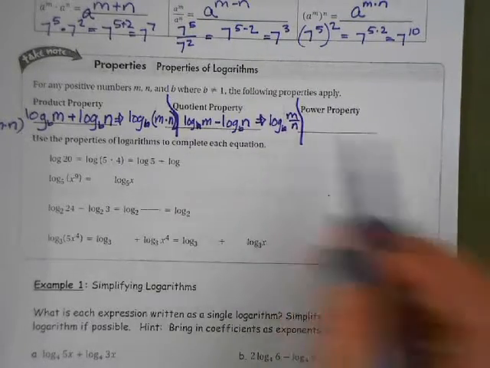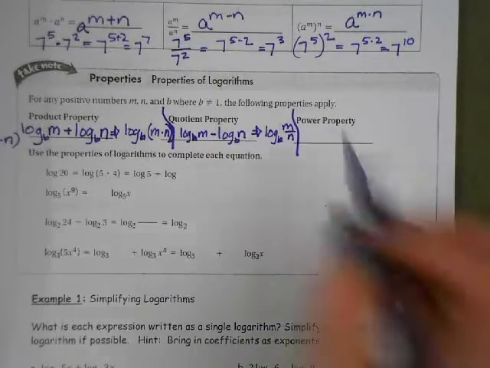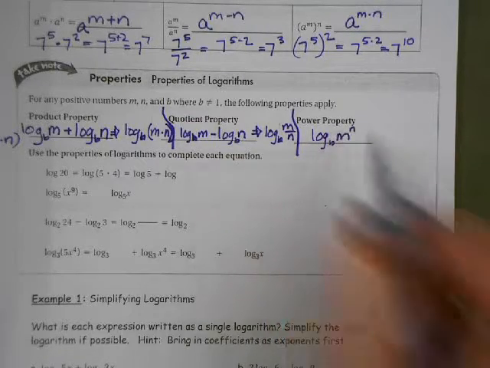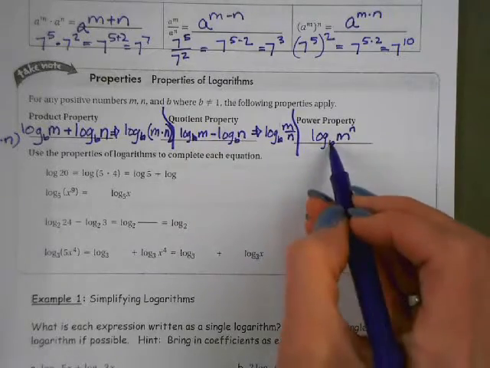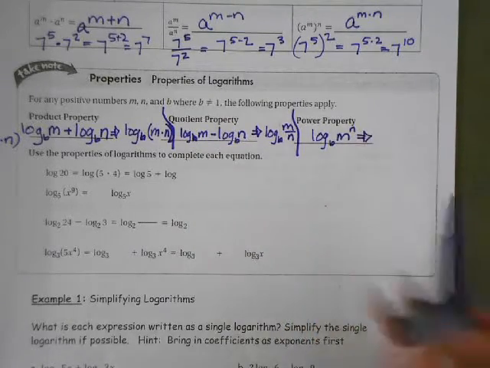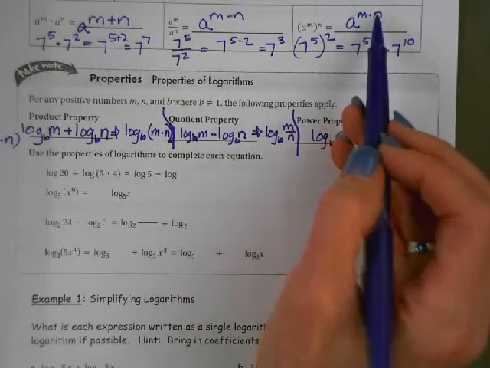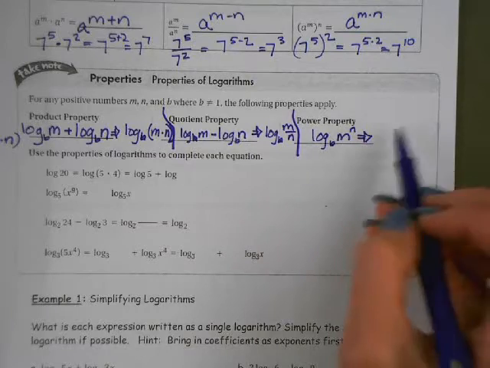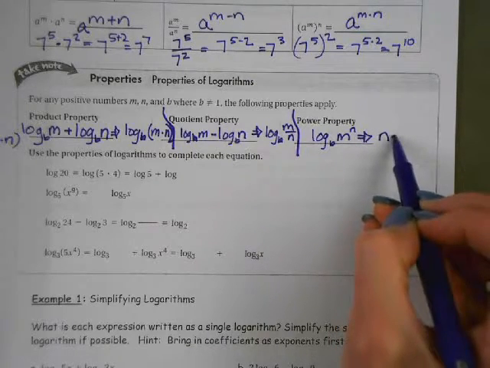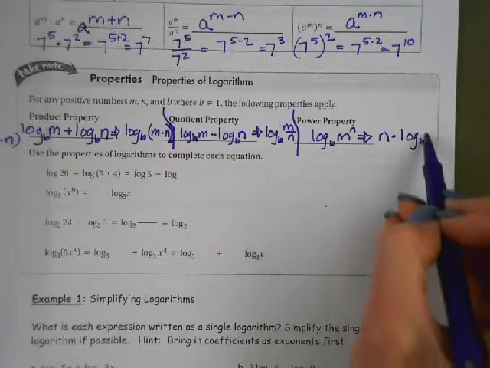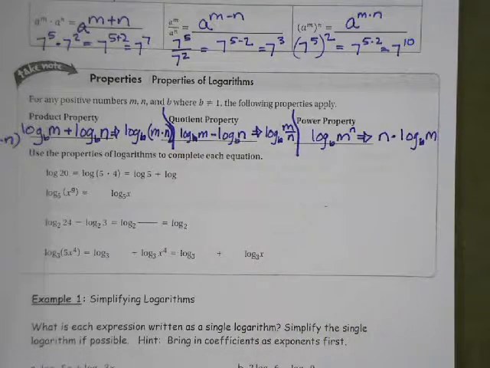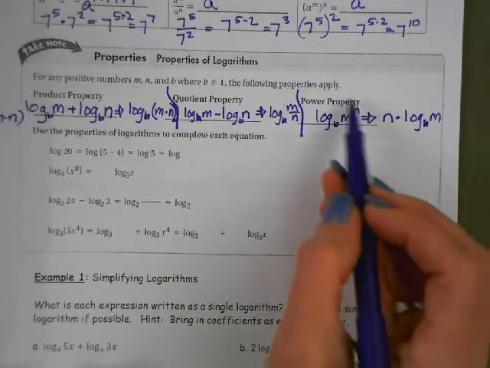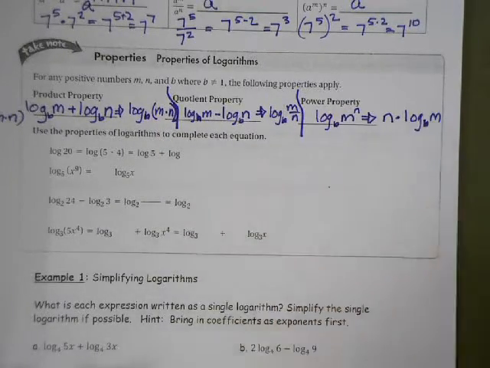Alright, so now the power property is if I have something raised to a power. So let's say I have log base m, and that's being raised to an n power. I can rewrite that by bringing, notice how they're being multiplied? Well, to make that a multiplication, I need to bring this power down to the front. So I'm going to make this an n, multiplied by log base m. This power comes down to the front and becomes a coefficient to that log.